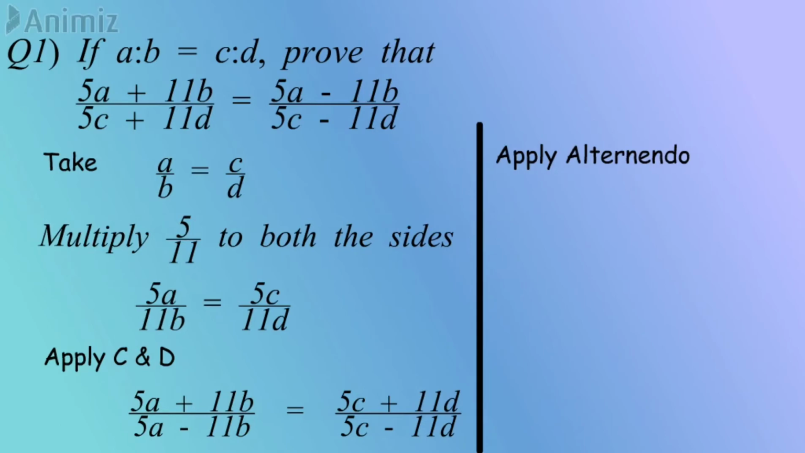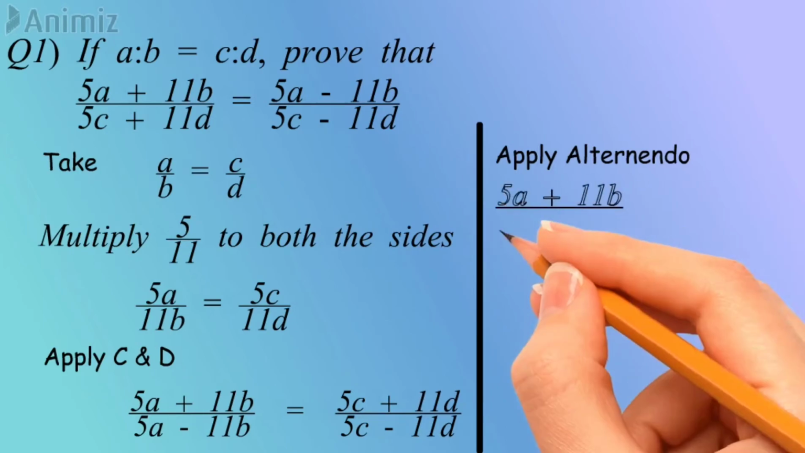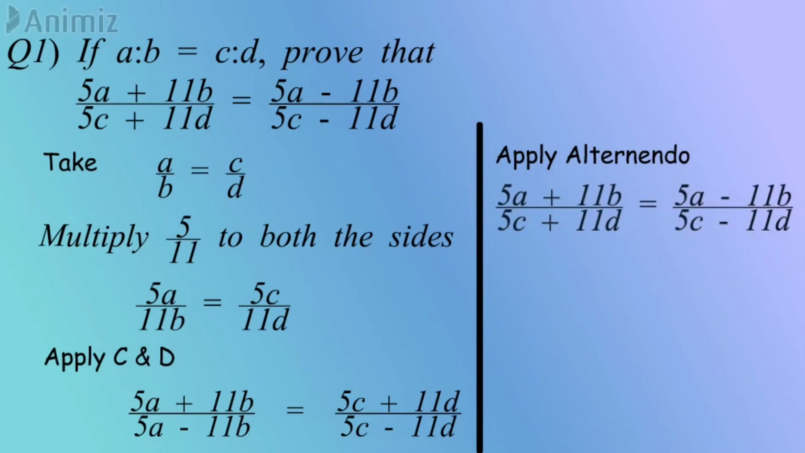When you apply alternando, you can easily interchange the numerator and denominator. So just see. On the left hand side, your numerator will remain same, upon you can write 5C plus 11D, and that denominator 5A minus 11B you can write on the right hand side numerator. Now you got the required one, hence proved.